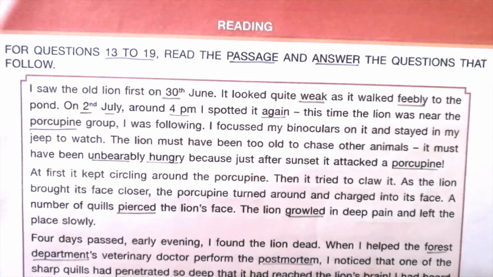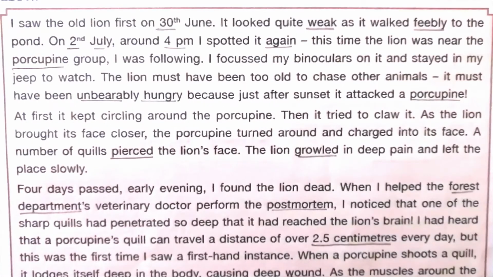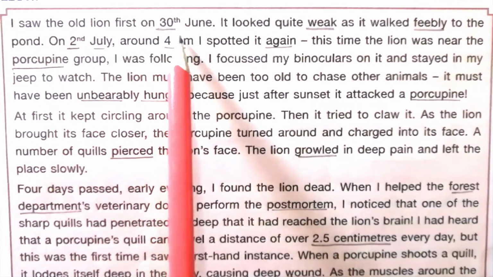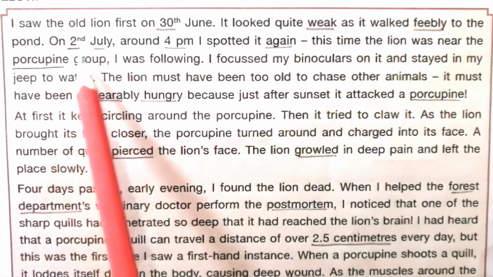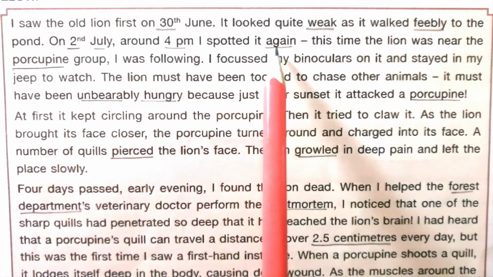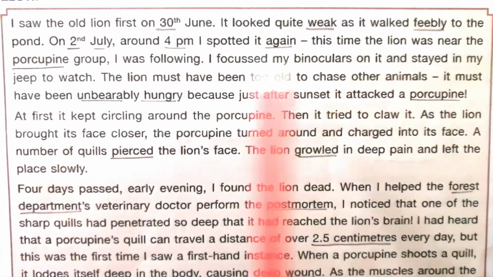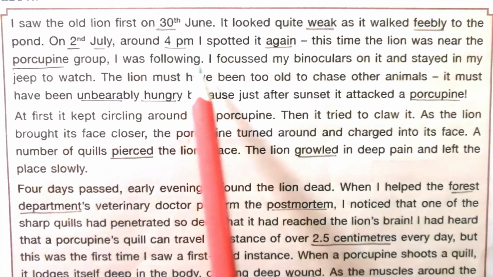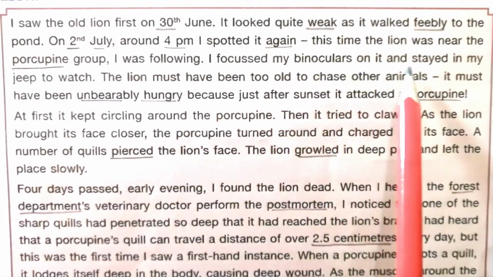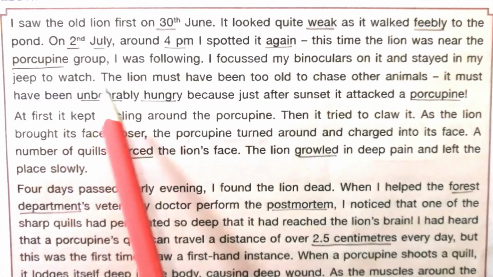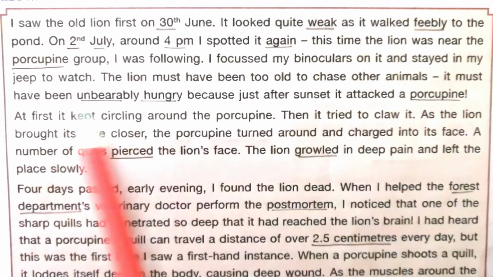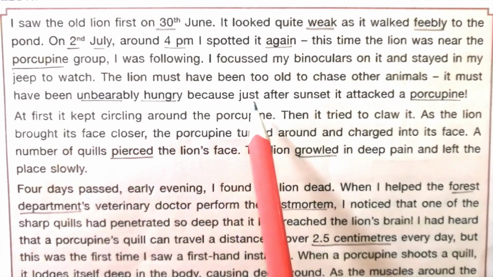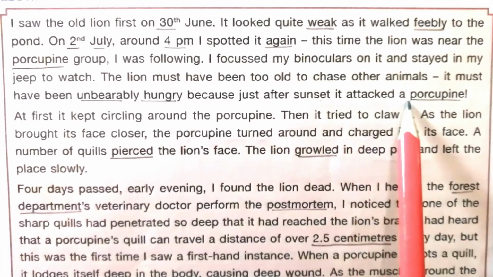Next topic is reading. For questions 13 to 19, read the passage and answer the questions that follow. I saw the old lion first on 30th June. It looked quite weak as it walked feebly to the pond. On 2nd July around 4 p.m. I spotted it again. This time the lion was near the porcupine group I was following. I focused my binoculars on it and stayed in my jeep to watch. The lion must have been too old to chase other animals. It must have been unbearably hungry because just after sunset it attacked a porcupine.